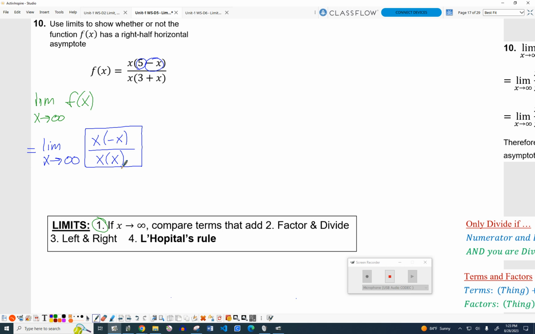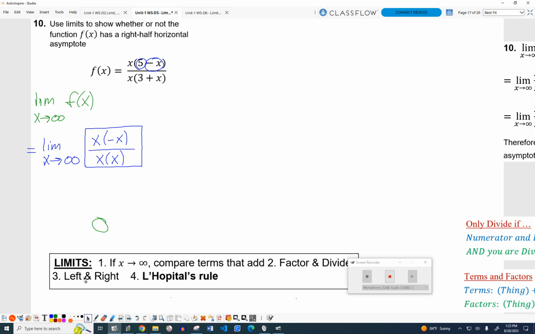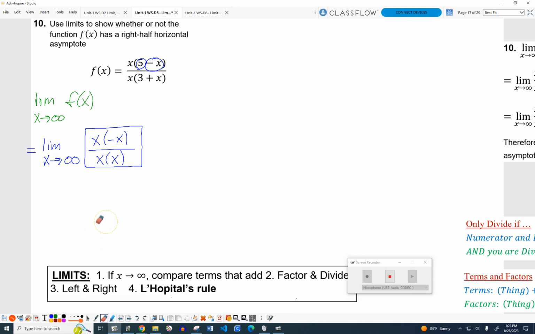I'm going to write one more line, even though it's not strictly necessary, just for clarity. So this is equal to the limit as x approaches infinity. You're going to get negative 1 over 1. You're going to be left with x squared over x squared. Questions?